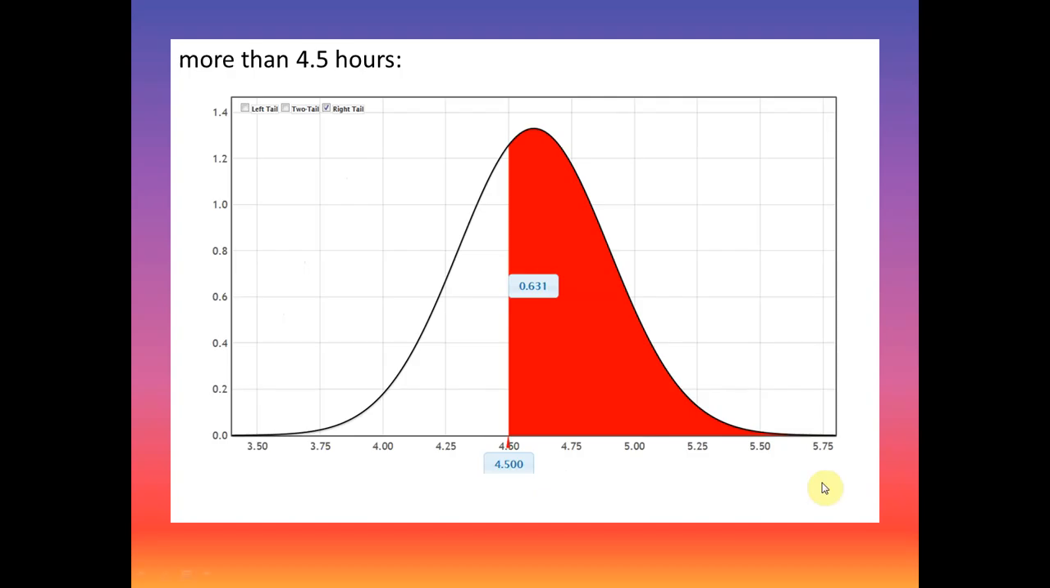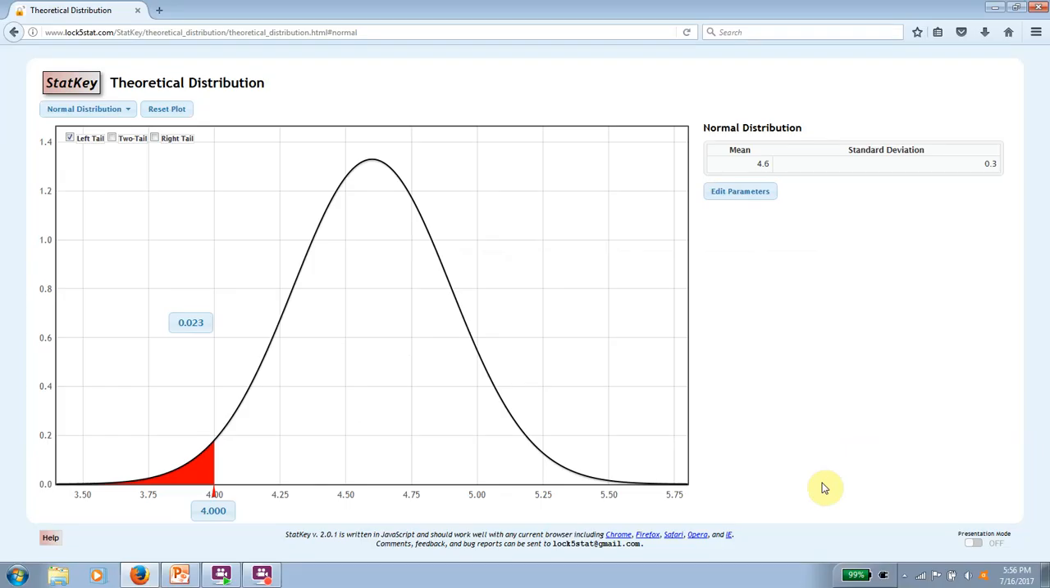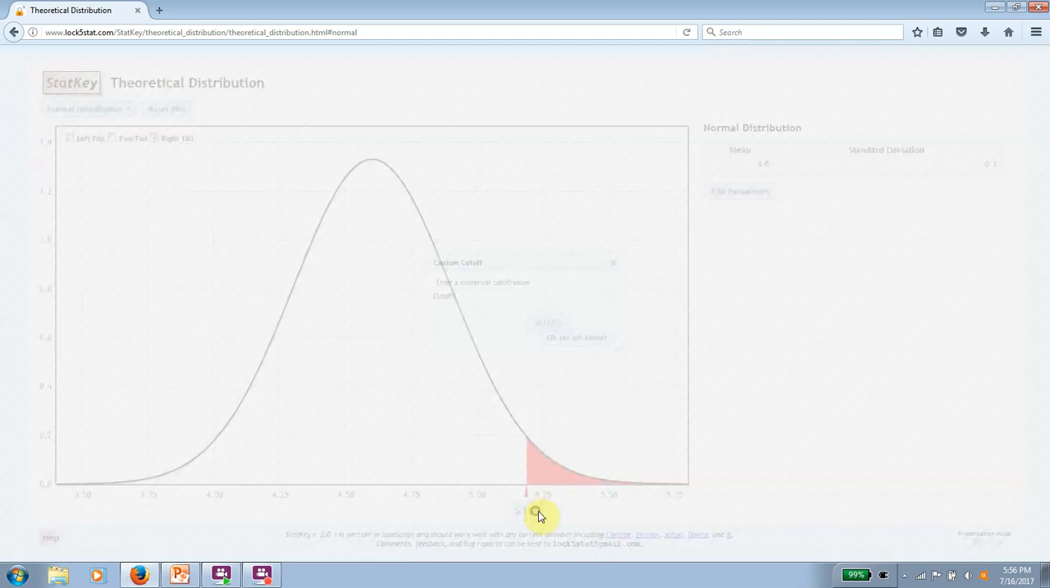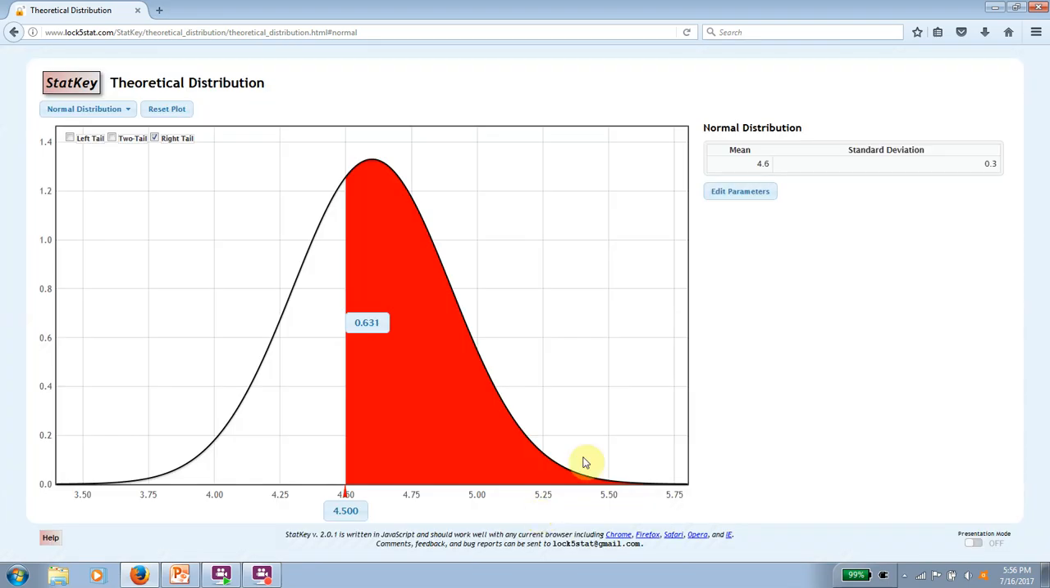The next probability was for more than 4.5 hours, so more than would be a greater than, which means the cutoff should be 4.5, and we want everything to the right underneath the curve, so that part that's shaded red in the picture. If you look in the upper left, I have right tail selected, and then I just specified the bound of 4.5. To do this in StatKey, I don't want left tail anymore. Now I want right tail, and I want the bound to be 4.5. And there's the 0.631, just like in the PowerPoint.